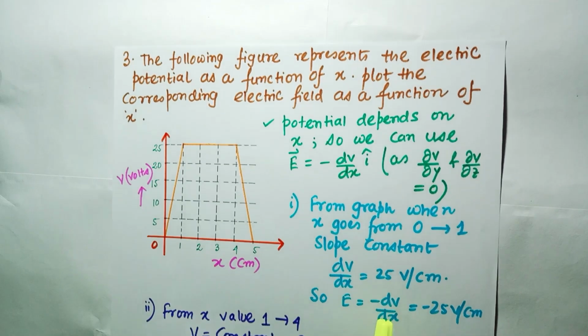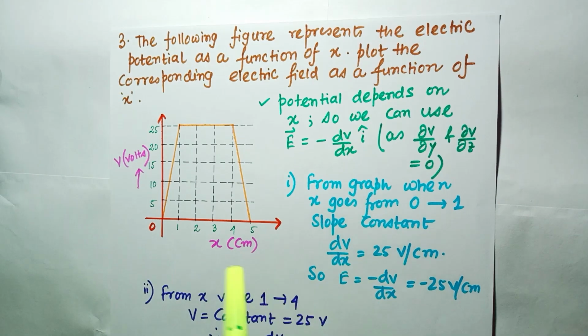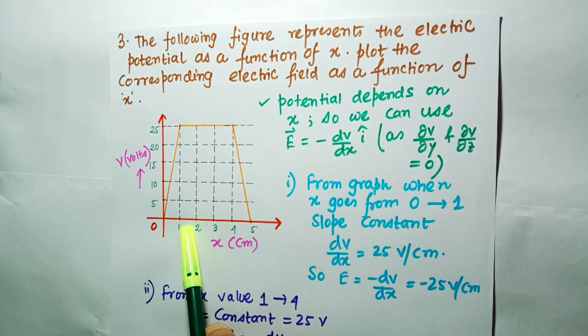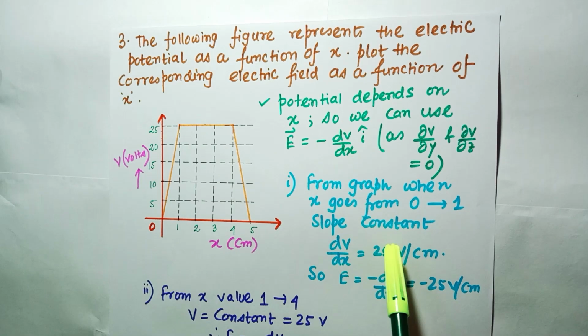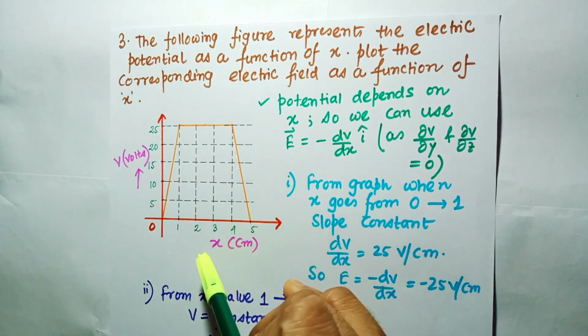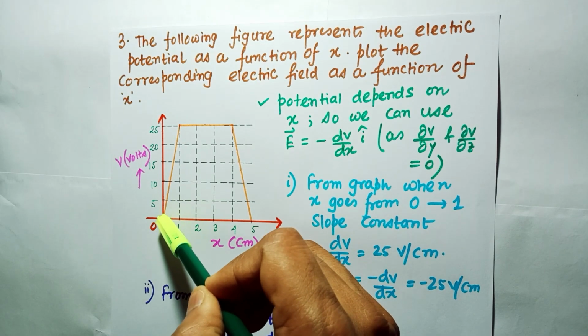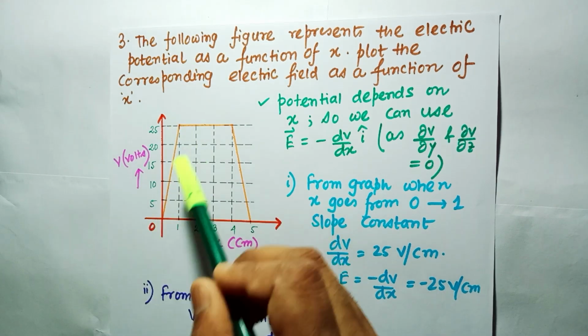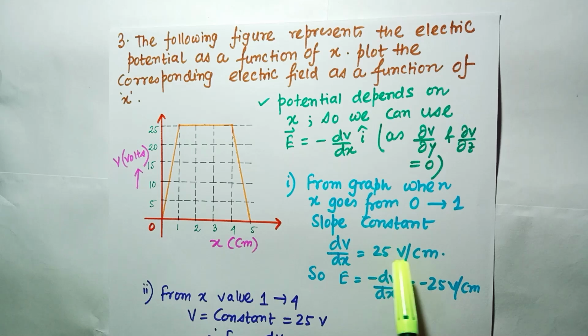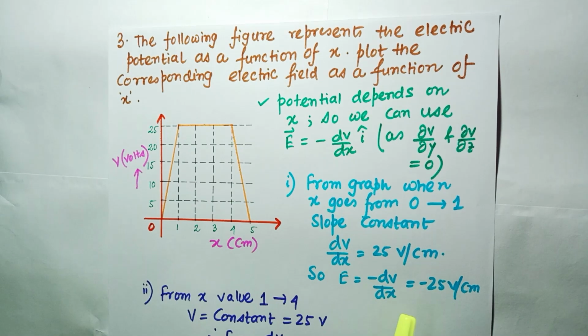So from the graph you can see when the x varies from 0 to 1, the slope is constant. It means dV/dx is equal to 25 volt per centimeter. You can see within 1 centimeter the voltage increases from 0 to 25. So what is the slope? dV/dx is equal to 25 volt per centimeter. As we all know that the electric field is equal to minus of dV/dx, so it comes out to be minus 25 volt per centimeter.